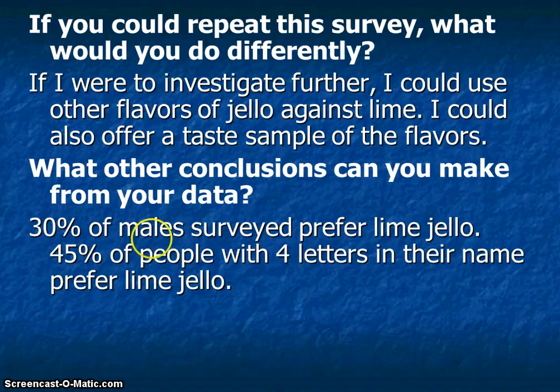And then I also found, this is kind of a ridiculous piece, but it's important to think about other ways you could state your data. 45% of the people with 4 letters in their name prefer lime jello. This is one of the things that advertisers do to try to convince you everybody's eating their product or everybody's buying their stuff. By coming up with sort of ridiculous statistics that are hard to track and hard to call them out on, they make sure that they can convince you that people are doing what they want you to do.